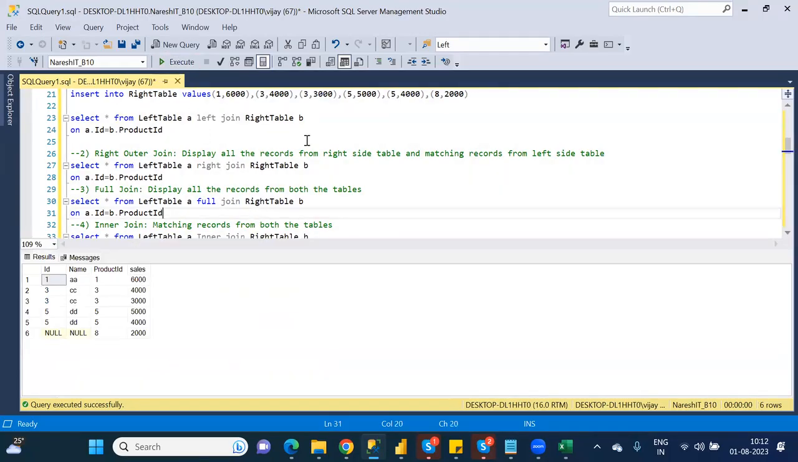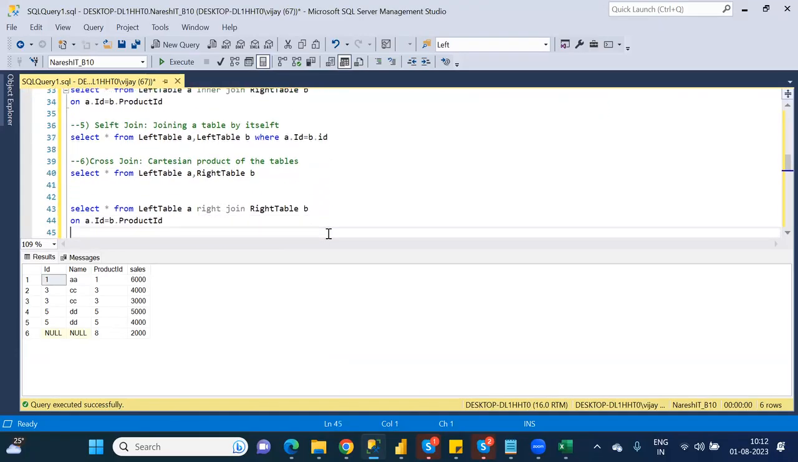So who is this person? Muhammad. Yes, he's asking a very good question. What he's asking means, Vijay, you are displaying like this, but I want to display the records which are not matching.